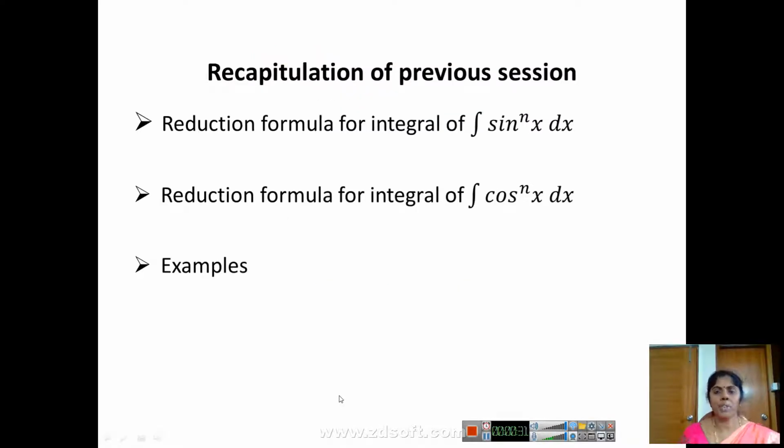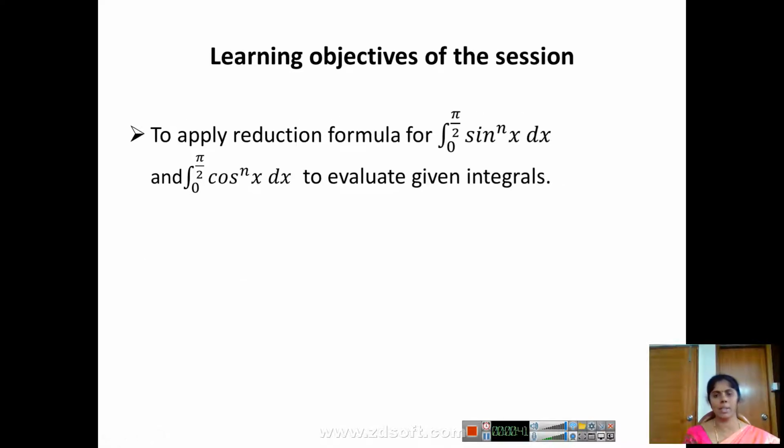Recapitulation of previous session, that is reduction formula for integral sine to the power n of x dx and integral cos to the power n of x dx and some examples.